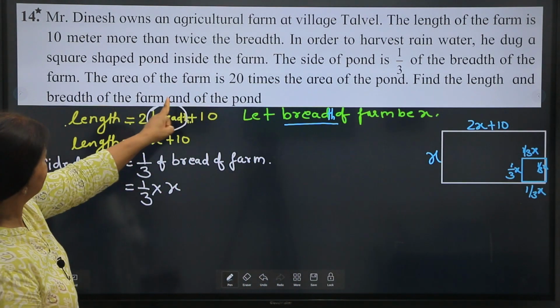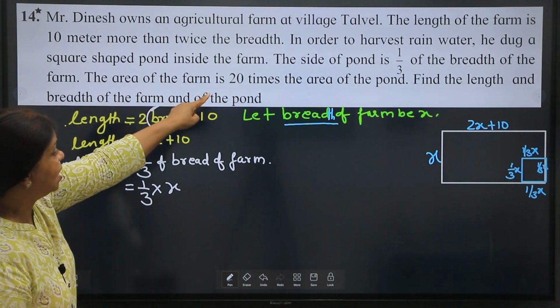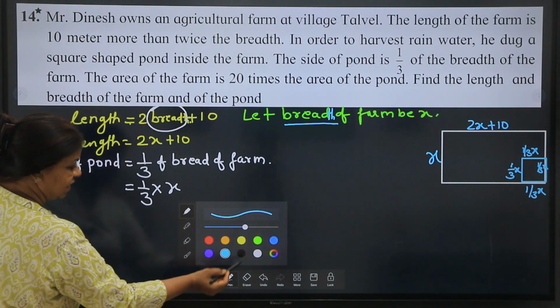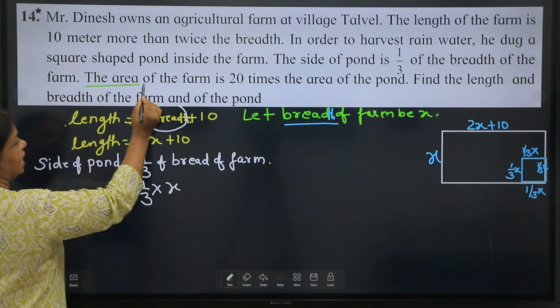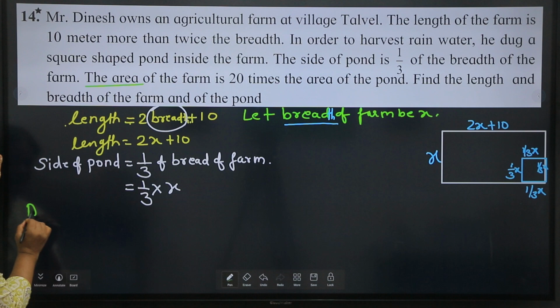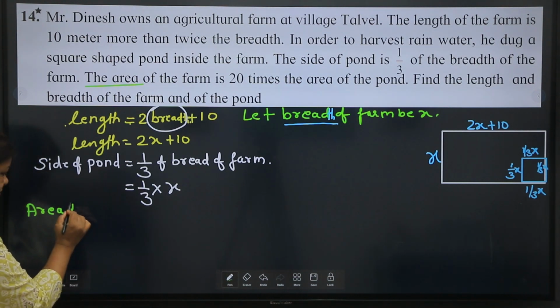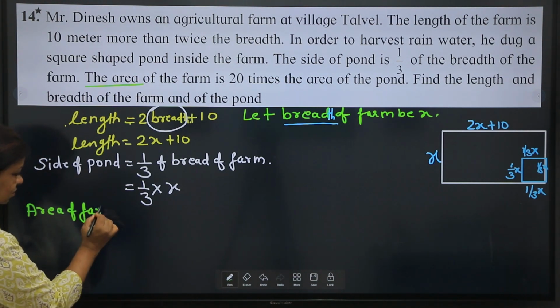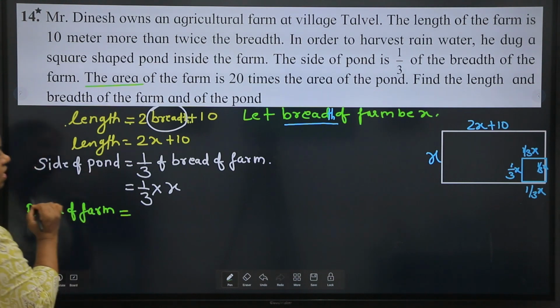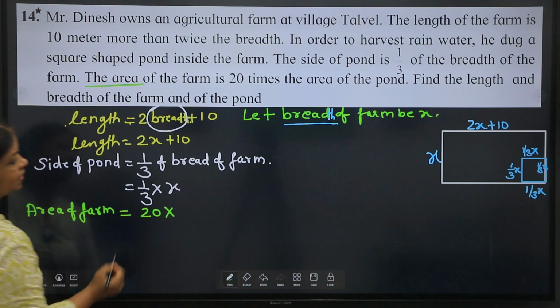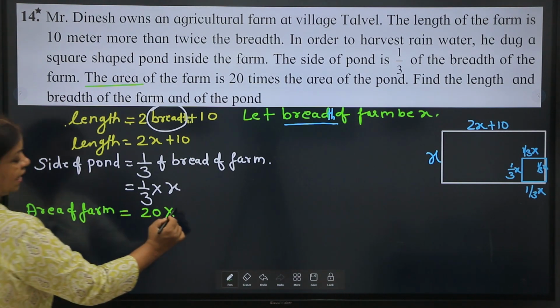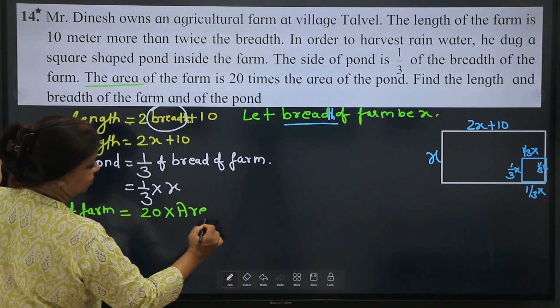Now, what is the next condition? See, listen to this very carefully. The area of farm is means equal, 20 times, times means multiplication, area of pond.